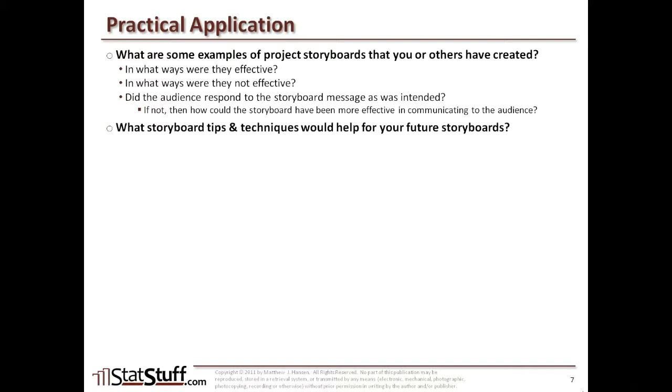And then finally, what are some of the storyboard tips or techniques, either that we showed today or in the other examples that were provided? What are some of those things that you think might be helpful in your future storyboards that you might be creating? Well, that wraps up this lesson.